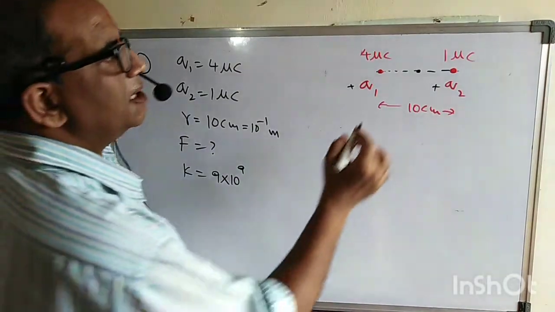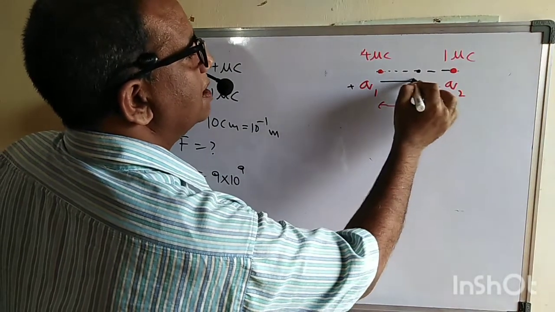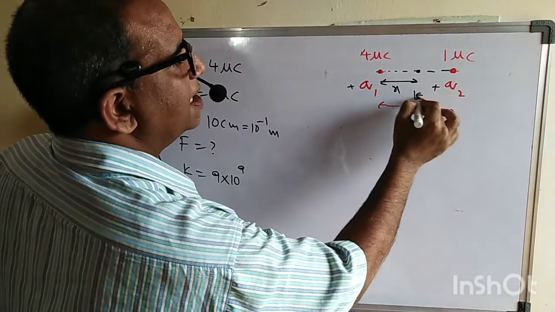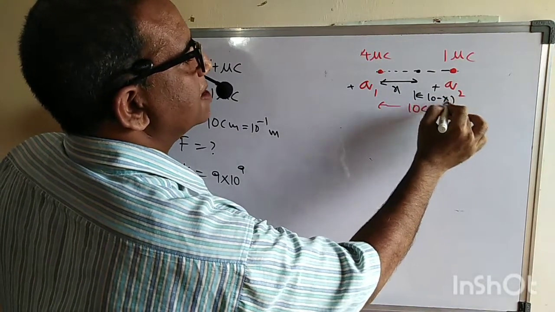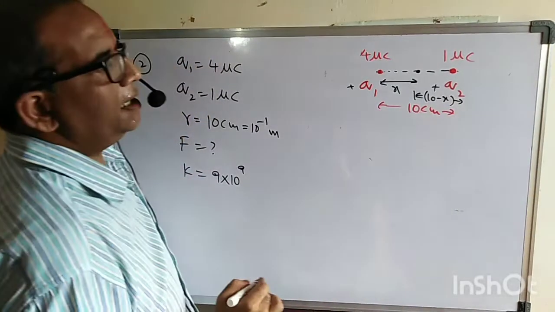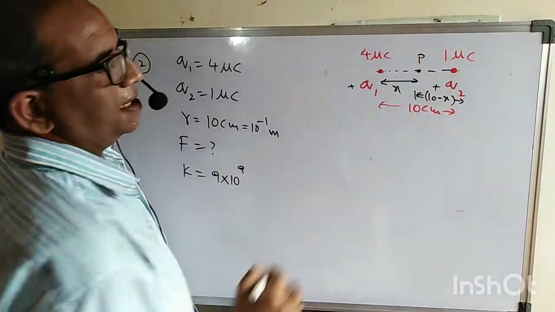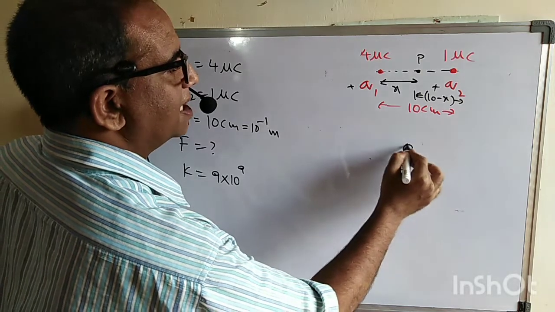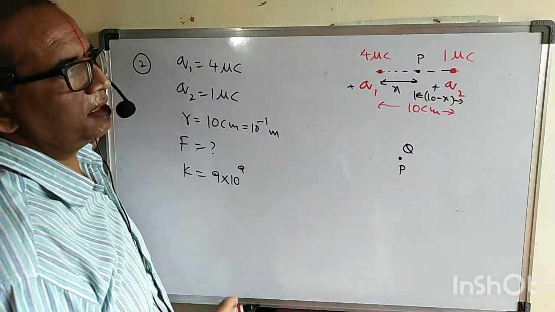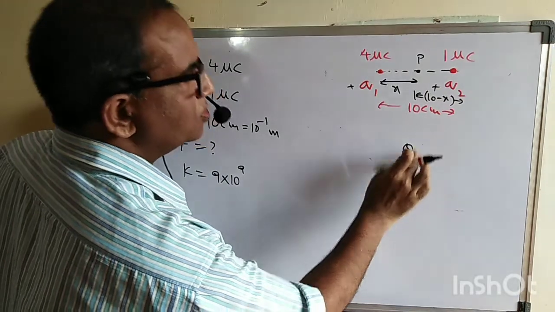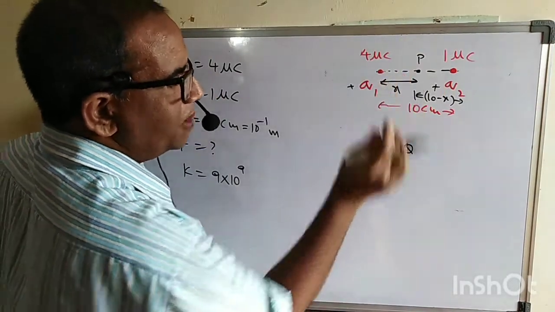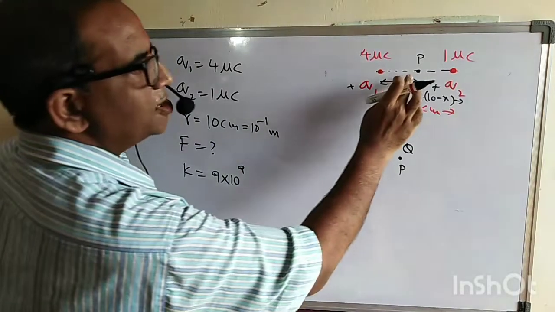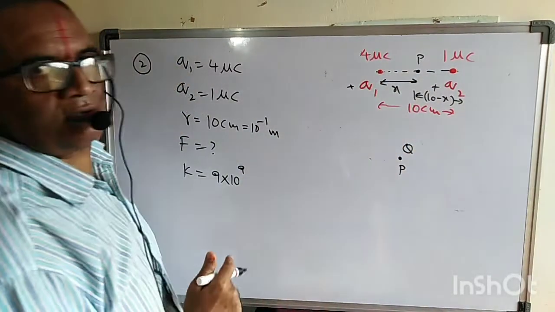Then what we do, let us take this distance here as x, and then how much is left over here? That is 10 minus x. Now this is the point P, let us say. On point P we will place another charge, let us say the charge is Q. See, this charge Q is experiencing force due to this 4 microcoulomb, and it is also experiencing force due to 1 microcoulomb.